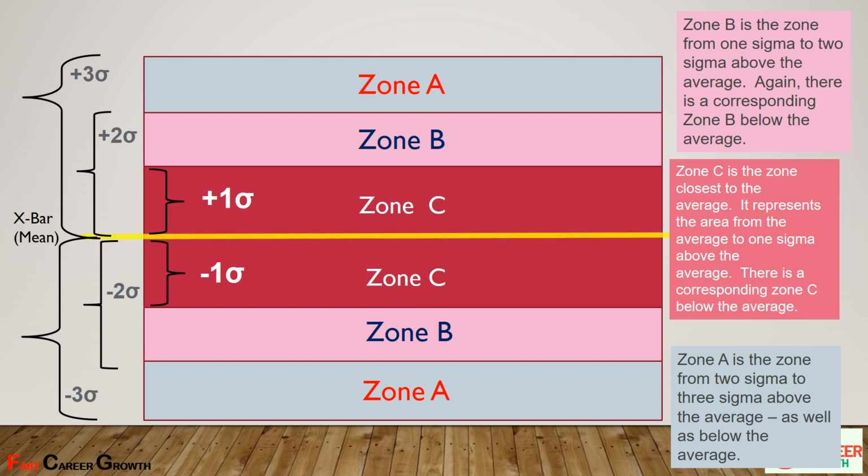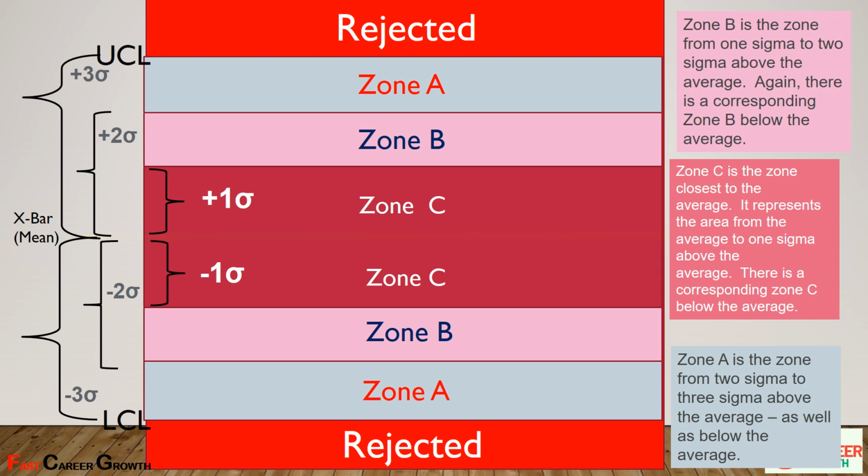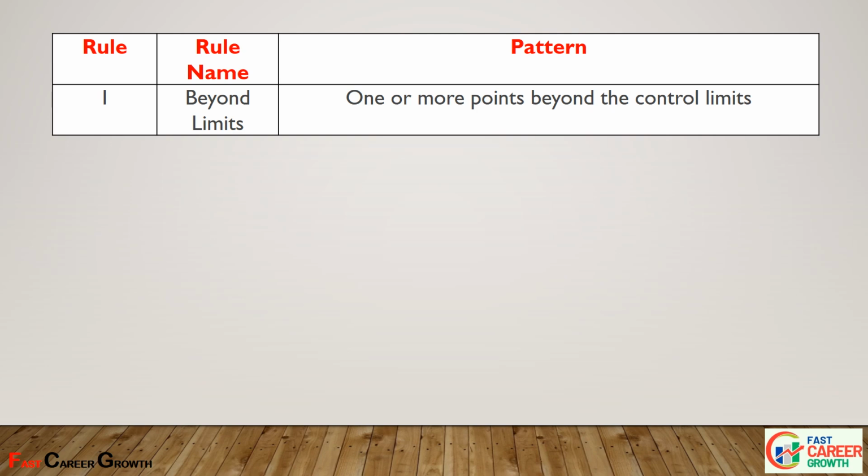Lastly, all areas above and below the 3 sigma line from the X bar or mean line are called the rejected area or zone. After defining the zones in the control chart, you follow the 8 rules of SPC to reach any conclusion for improvement or to take actions for process strengthening. Next, let's see each rule one by one.